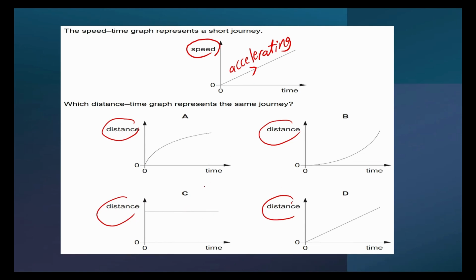Look at C and D. In C, the distance doesn't change, so the object is at rest here. At D, we have the same shape, but this is distance. The distance here changes regularly. This means we have here a constant speed.